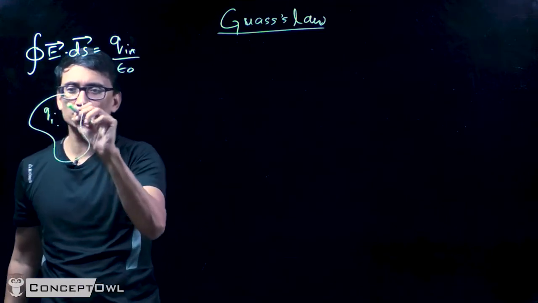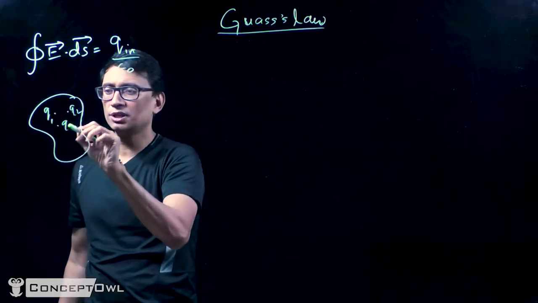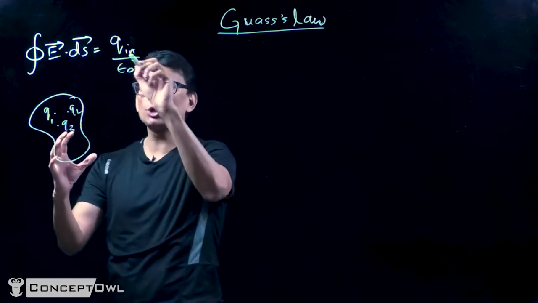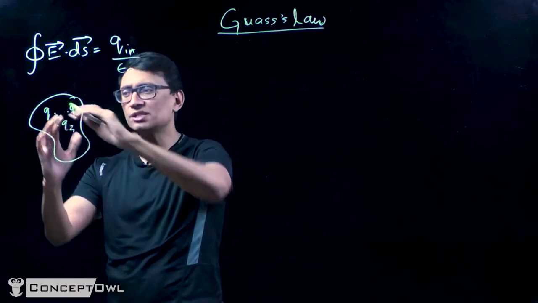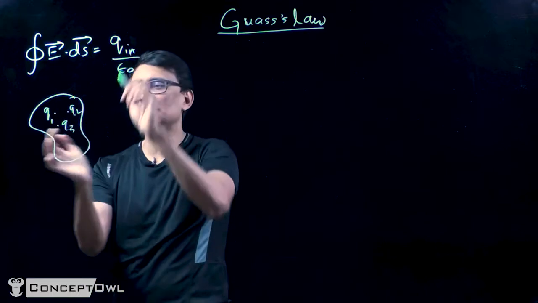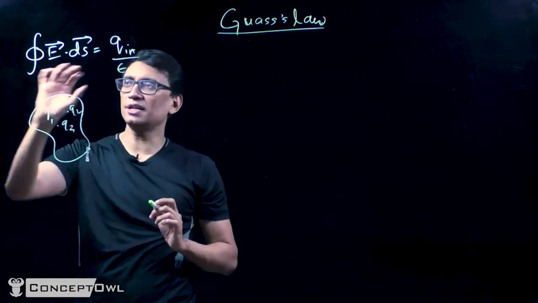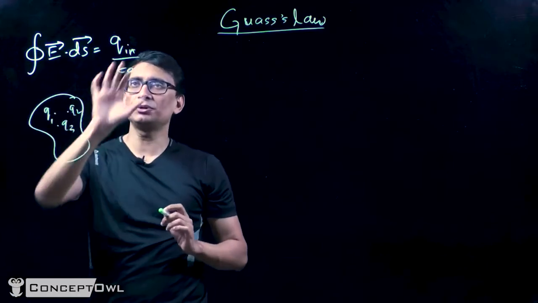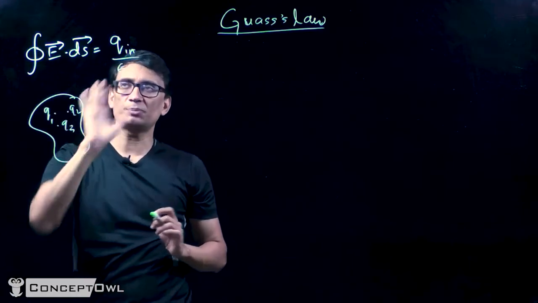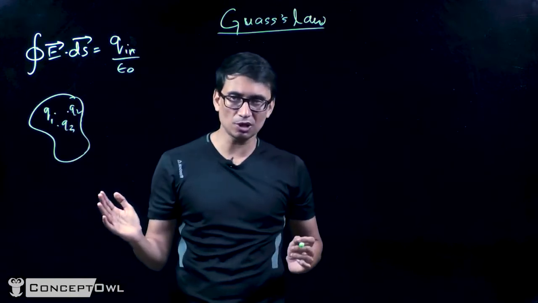This could be Q1, this could be Q2, Q3. There could be lots of charges. So Q internal is the sum total of all the charges. This is nothing but Q1 plus Q2 plus Q3 and so on. So the integral of E dot ds over the closed surface is equal to Q internal upon epsilon naught. This is what Gauss's law says.